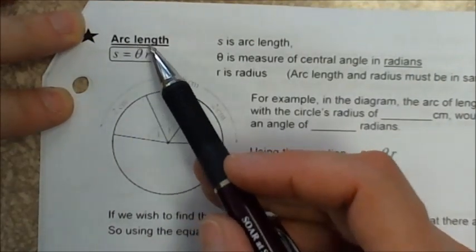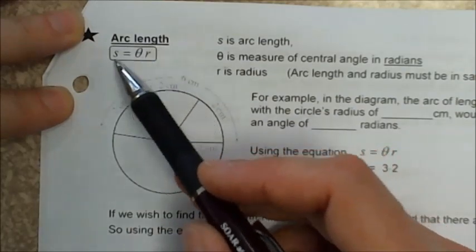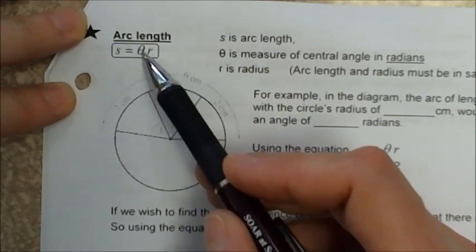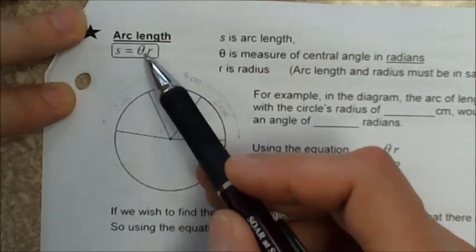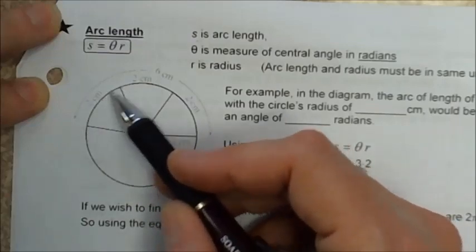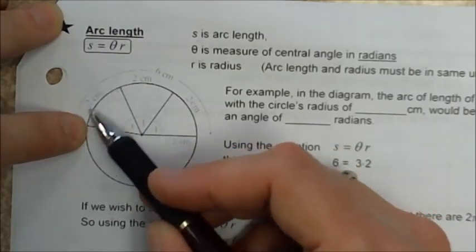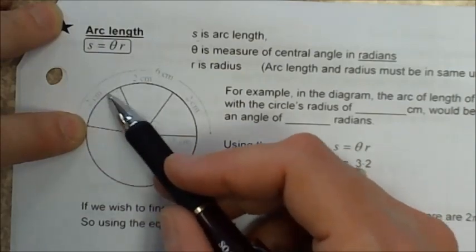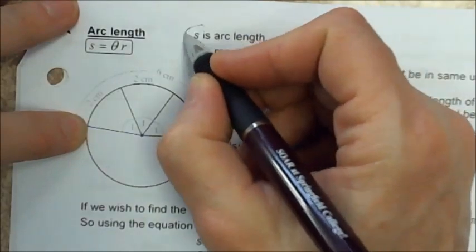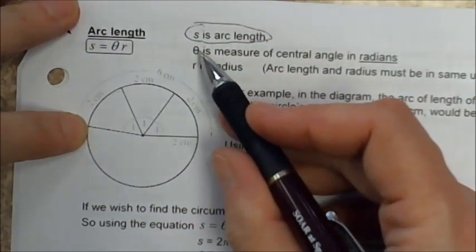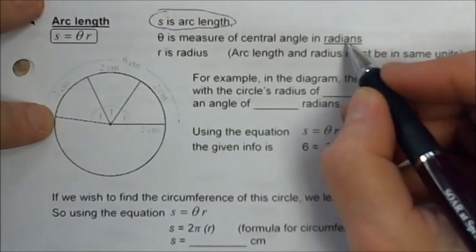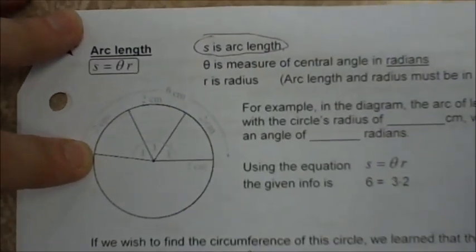Well, an arc length is calculated with this little tiny formula that's called S is equal to theta times R, and what these letters mean is S is the length of this arc. So if you wanted to measure this using measuring tape, or if you remember our paper plate, we used a string to measure around the outside. So S is the arc length. That's pretty important. Theta, of course, is the measure of the central angle, and it has to be measured in radians or else this formula doesn't work.